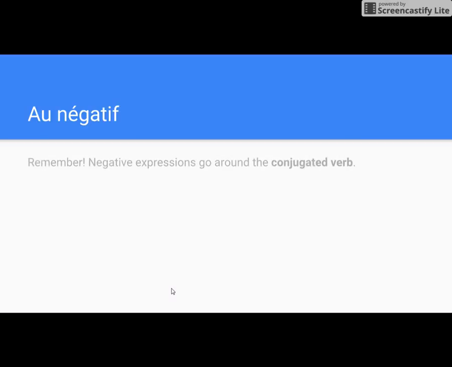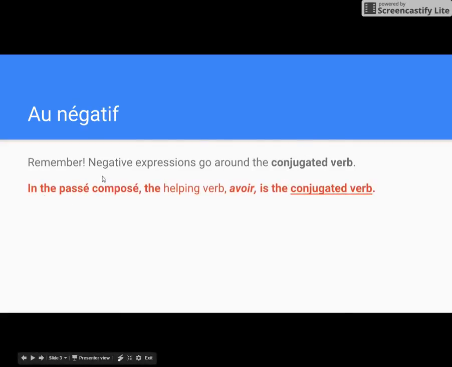Au négatif. So how do we put the passé composé into the negative? So remember that negative expressions go around the conjugated verb. So this goes for ne pas, ne rien, ne plus, and ne jamais. They're all going to go around the conjugated verb, and that's our key word here, conjugated. So in the passé composé, the helping verb, or l'auxiliaire, avoir, is the conjugated verb. So our negative expression, ne pas, ne plus, ne rien, ne jamais, is going to go just around avoir, which is the conjugated verb. So for example, je n'ai pas rangé ma chambre.